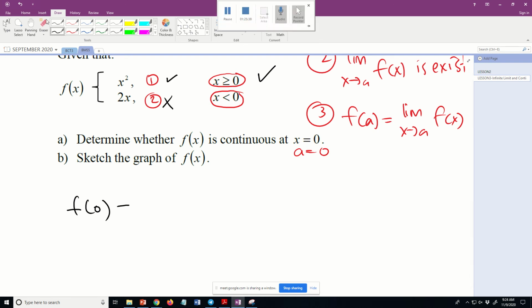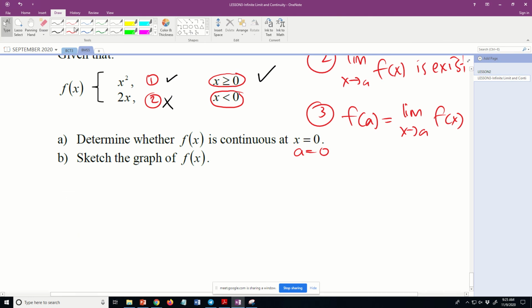Okay, I put f(a) first. I want to substitute into f(a) first. f(a) is equal to x square. Then I put 0. f(0) is equal to 0 square. 0 square is equal to what? 0 square is equal to 0. Thank you for the answer. Correct. 0 square is 0.